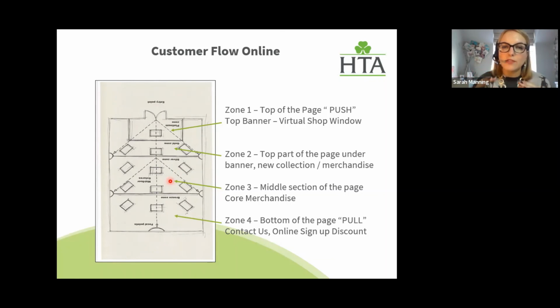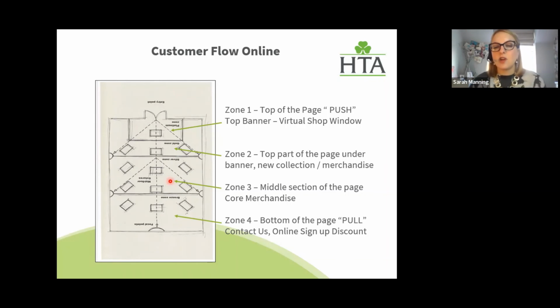Area number 3 is the central area on the page. Sometimes you do find that you tend to see more heavier content in that middle, which you typically tend to see on the shop floor as well. Usually zone 3 is more about your core information, core merchandise, for example.